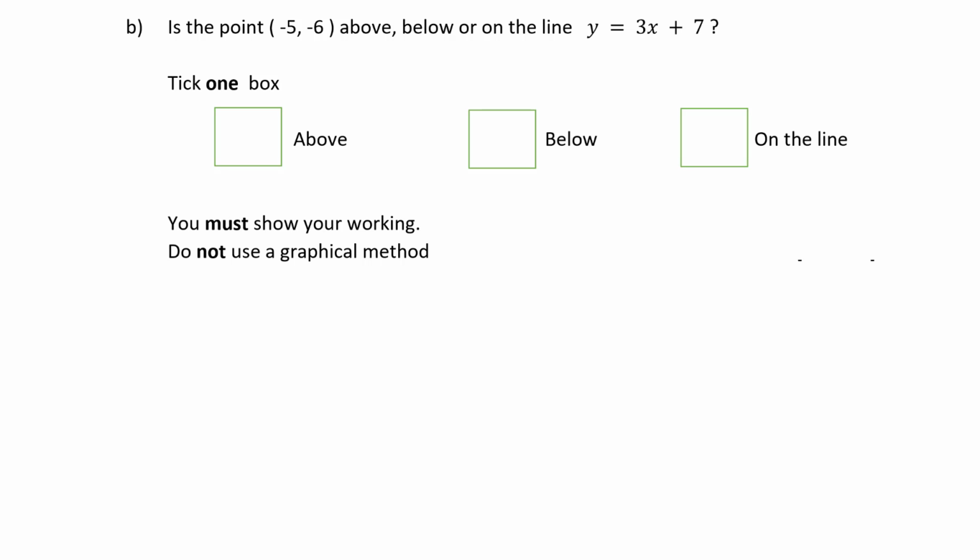Okay, so if I've got a line and I want to know whether my point is up here, on here, or below here, I'm going to take the x value from that coordinate and substitute it into my equation and see what I get. Then I can look at the minus 6 and see whether it's bigger or smaller than the value I get when I sub minus 5 into the equation. Okay, so let's do that.